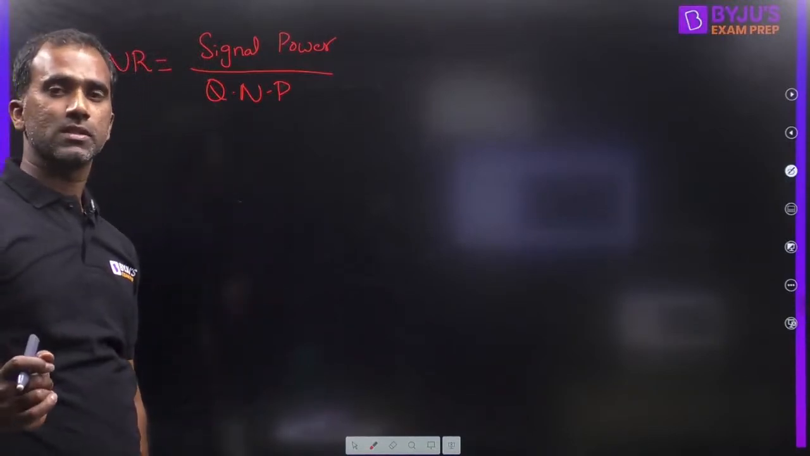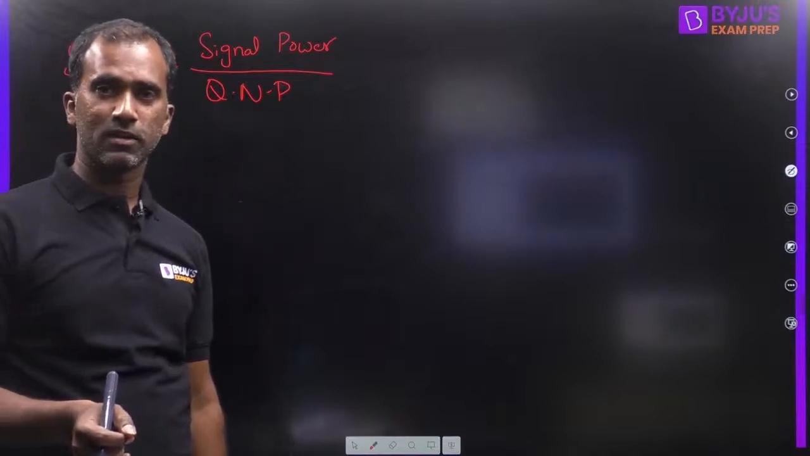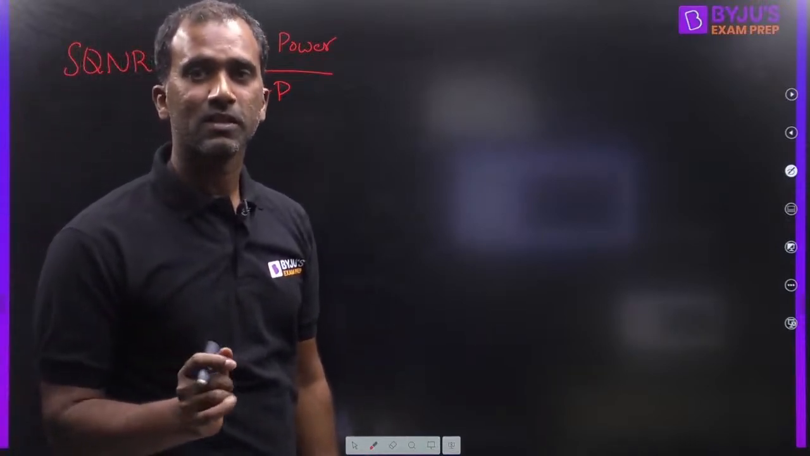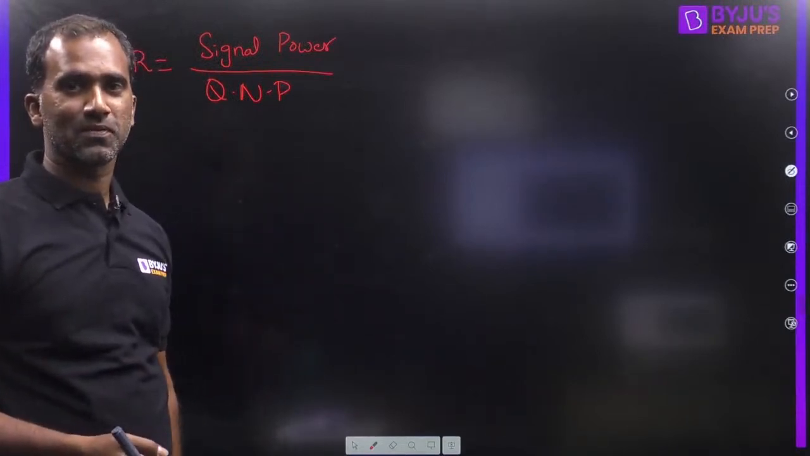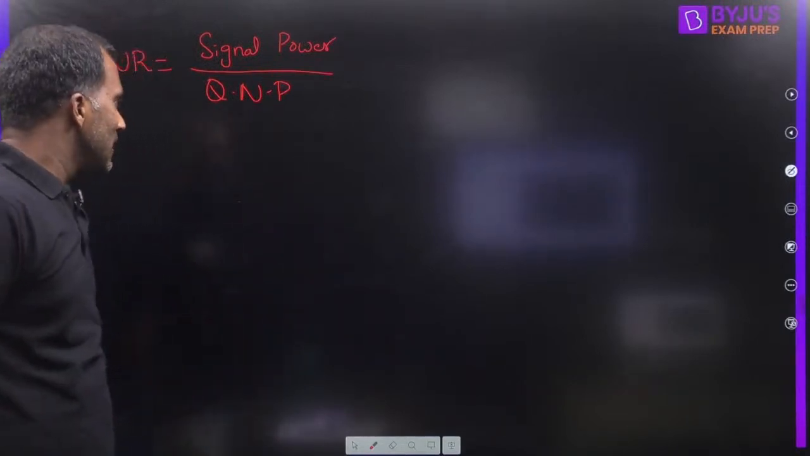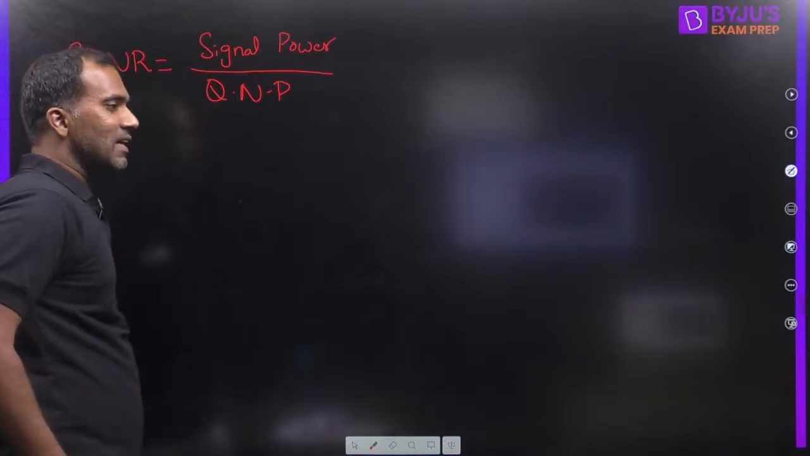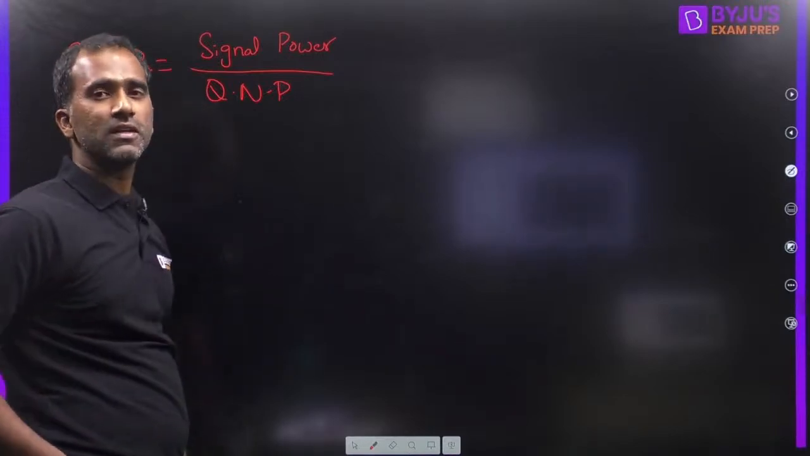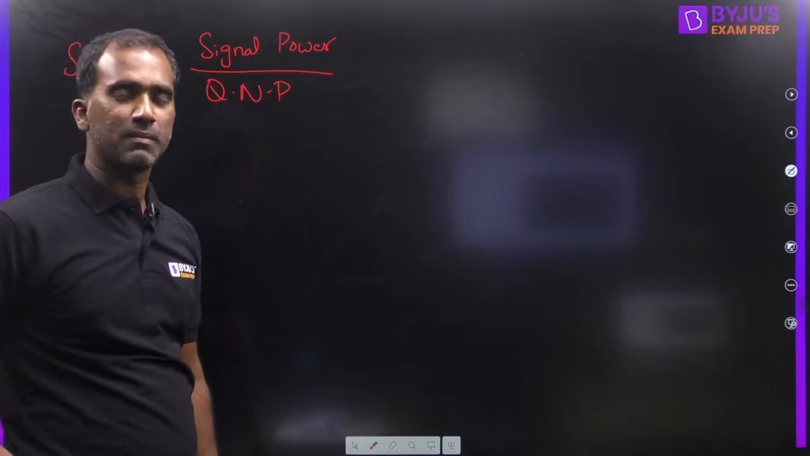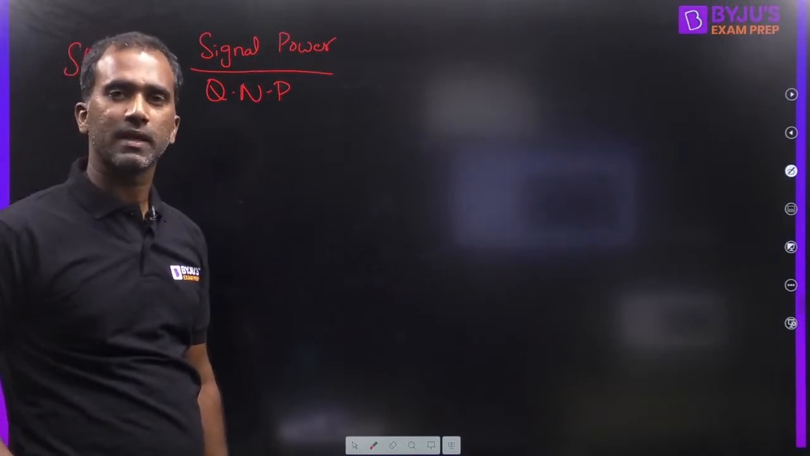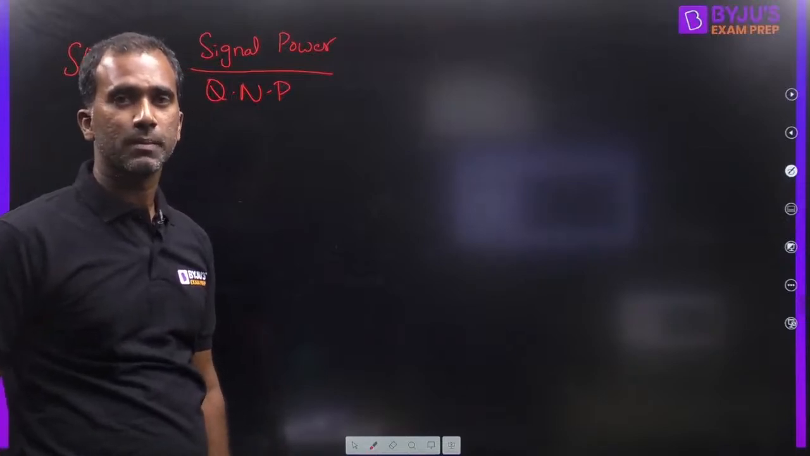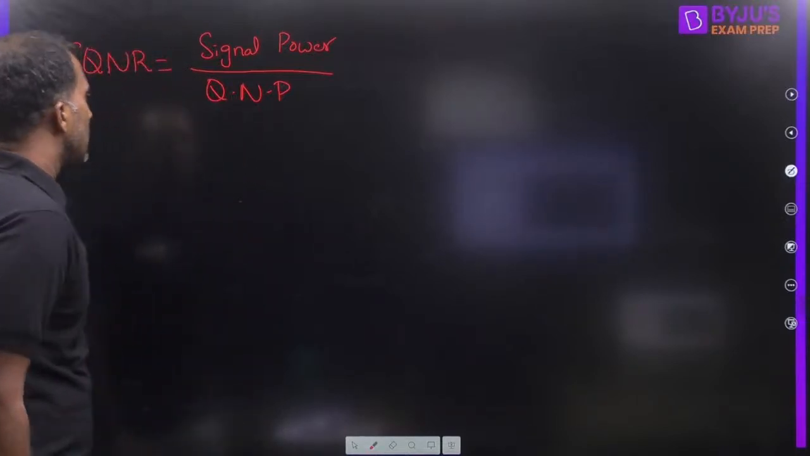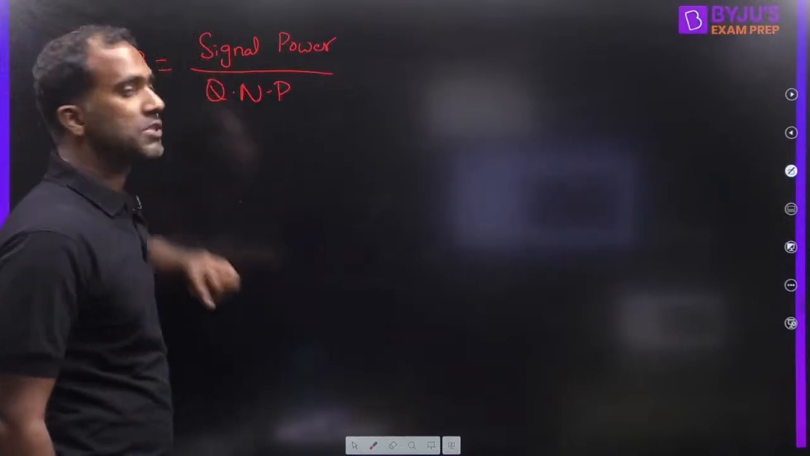Tricky questions based on quantization. The tricky questions based on quantization are quantization noise power and SQNR. They become tricky if they are giving the PDF of the signal. There can be some easy questions also framed, but they have framed some tricky questions in the previous year question papers based on quantization. Right. So I hope you got the idea of how to find SQNR.